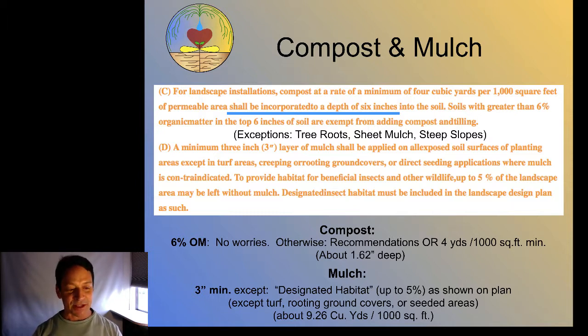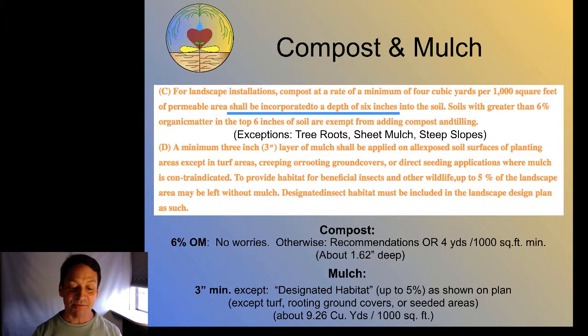So again, 6% organic matter, you don't have to worry about it. Otherwise, you're putting 4 yards per 1,000 square feet, which is about an inch and 2/3 deep. Most specs just say 2 inches of compost, then you know you've got enough, no worries.